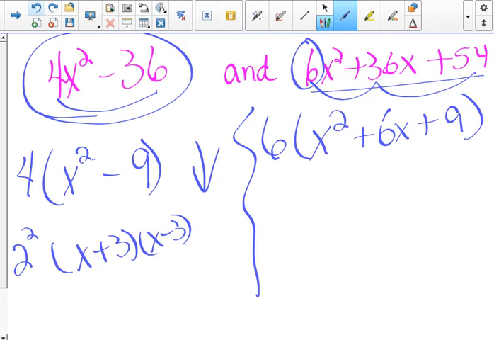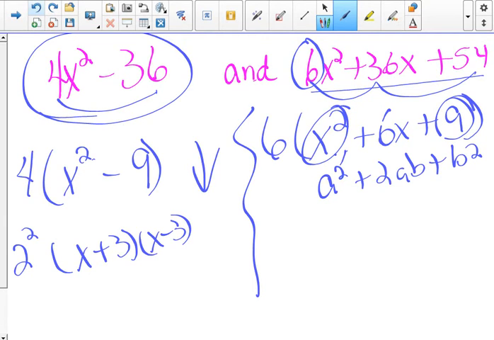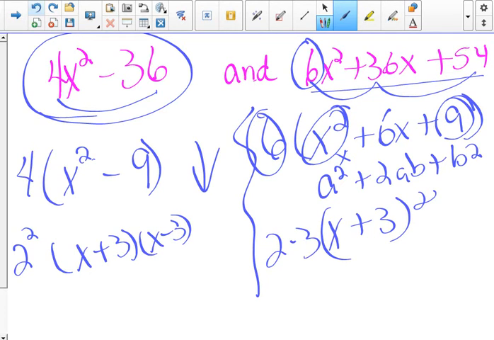And now we could see this as there's your a squared plus 2ab plus b squared, right? And so that is x, and that's a 3. So that's going to be x plus 3 squared. Okay, and don't forget the 6, and we need to rewrite 6 as 2 times 3.